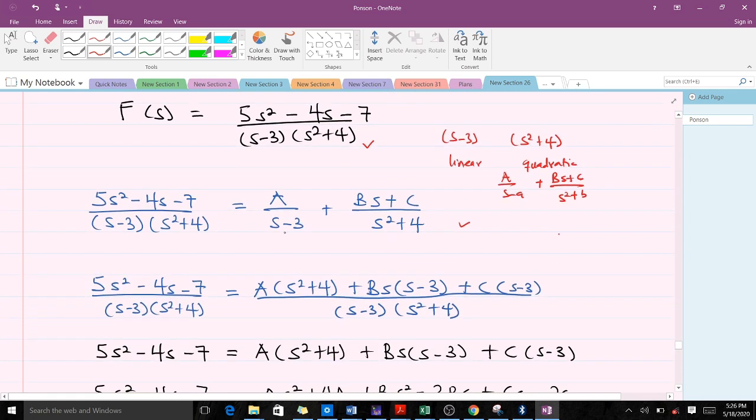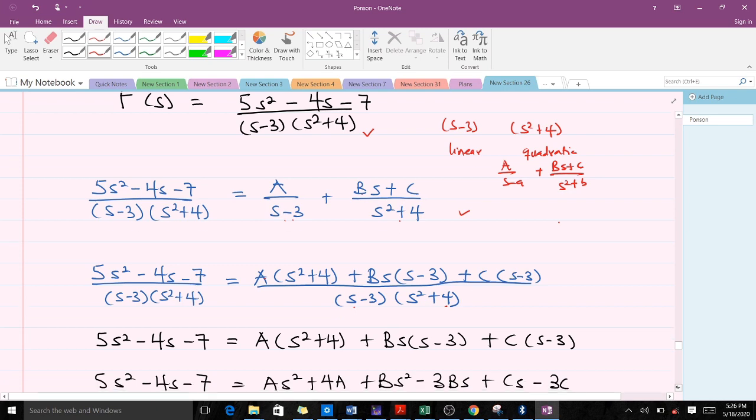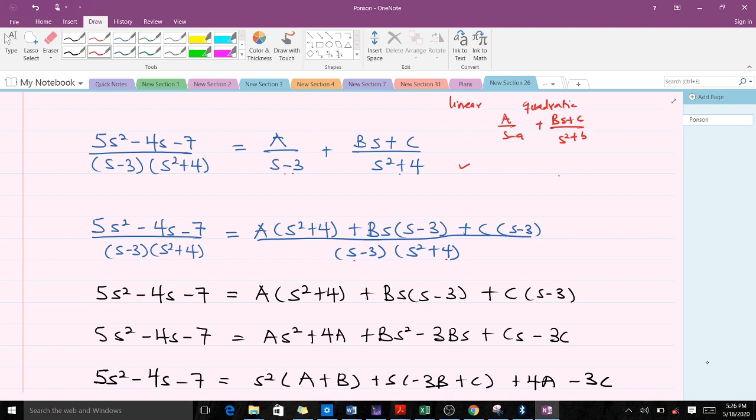So when you find the LCM of this expression here, you're going to get s minus 3 multiplying s squared plus 4 here. I hope you can see that. Alright, so that means that we are going to multiply A by everything we have here, that's s squared plus 4, B by everything we have here, so Bs times s minus 3, and C by everything we have here, so C times s minus 3, all over the LCM, the denominator. Alright, so you realize that the denominator here and that of here is the same thing, right? So that means that we can equate only the numerators.